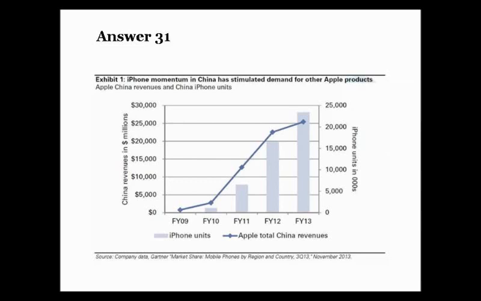Last but not least, for Apple total China revenue, the largest number can be found in FY13, which is about $26,000. In conclusion, I think this is very beneficial because it gives us really good information about the relationship between Apple China revenue and China iPhone units.